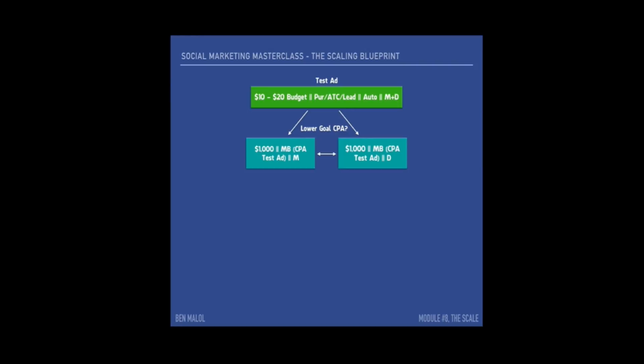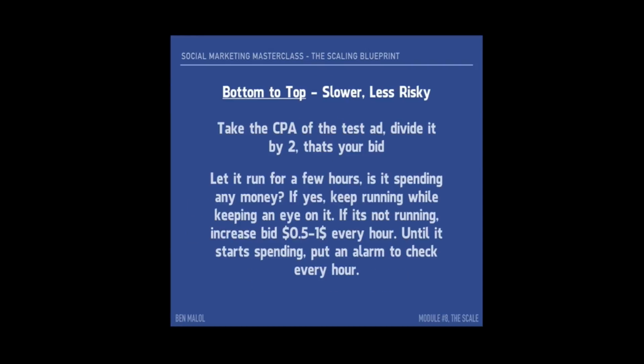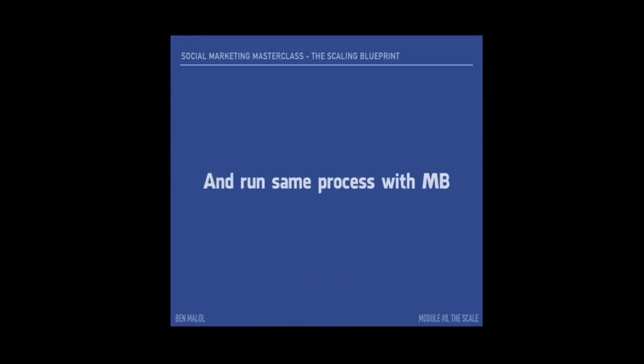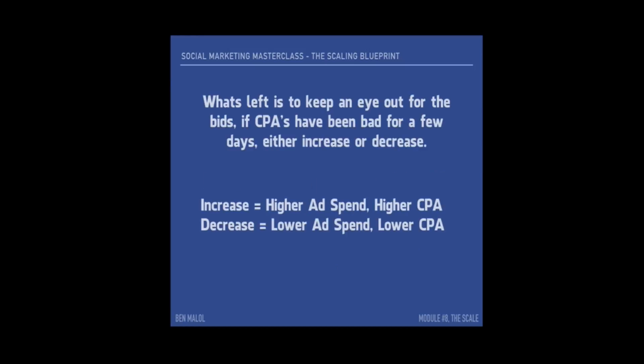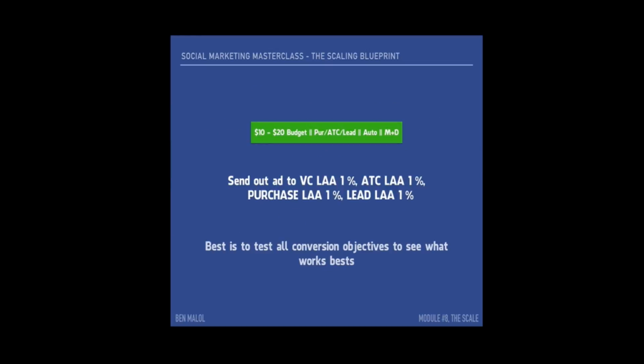So if you send out a purchase and an add to cart as a test ad, and they're both profitable, but the add to cart is making more money, then just scale the add to cart and close the purchase. I just wanted to get that out of the way. The reason is because they're very similar in their optimization, so they will interfere with each other. So best is to test out all conversion objectives to see what works best.